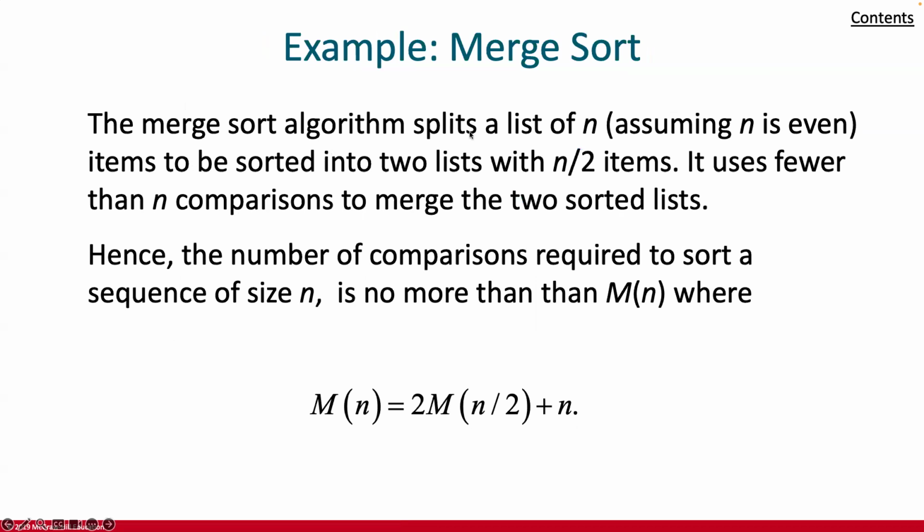For a merge sort, the algorithm splits a list of n items, assuming that n is even. You can't have an odd, because then you have to figure out where you're going to put that odd element, in the lower or upper half. But the items can be sorted into two lists with n divided by 2 items. It uses fewer than n comparisons to merge the two sorted lists. Hence, the number of comparisons required to sort a sequence of size n is no more than m of n, where m of n is equal to 2 m of n divided by 2 plus n.